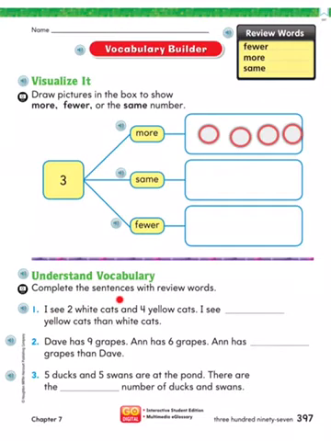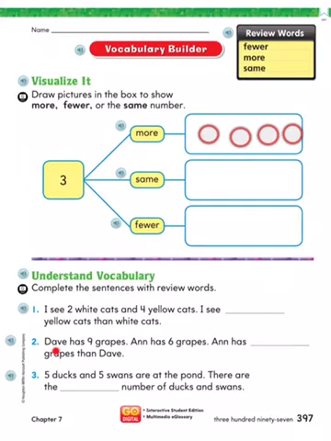It says complete the sentences with review words. Remember, the review words are up here: fewer, more, and same. Number 1 says, I see 2 white cats and 4 yellow cats. I see blank yellow cats than white cats. I see fewer yellow cats than white cats, I see more yellow cats than white cats, or I see the same yellow cats as white cats. Go ahead and write your answer on the line.